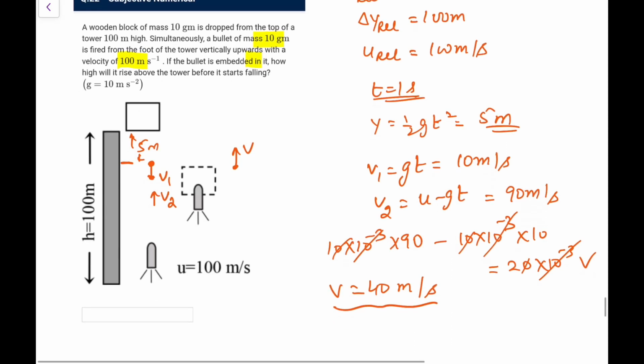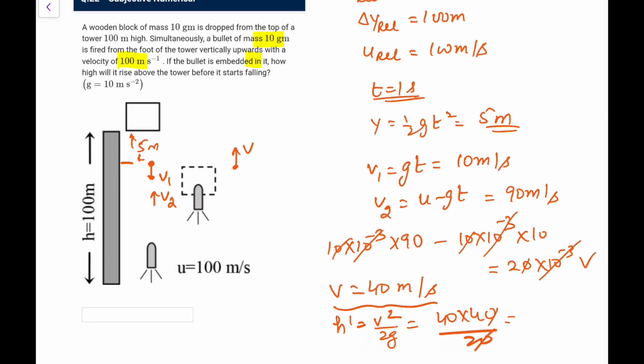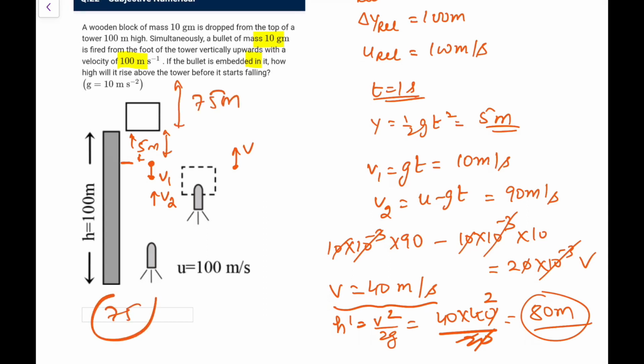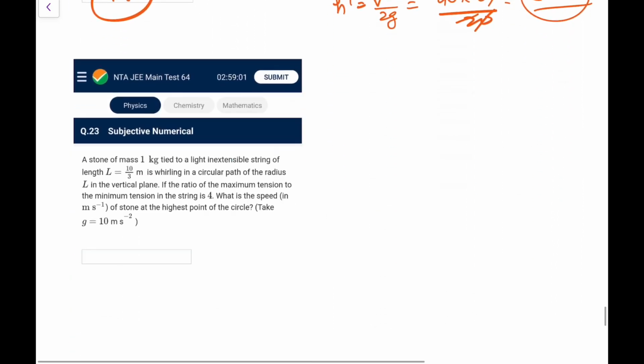So now the height it attains above it, h dash, would be v square by 2g, because acceleration is g downwards. That is 40 into 40 by 20, that comes out to be 80 meters. So 80 meters above, 95 already above, so 95 plus 80. So if I write it, how high will it rise above the tower? Above the tower, what we have, this is 80, this 5 is discounted, so above the tower the height will be 75 meters. So the question is asked very smartly, just remember what you need to answer, height above the tower.